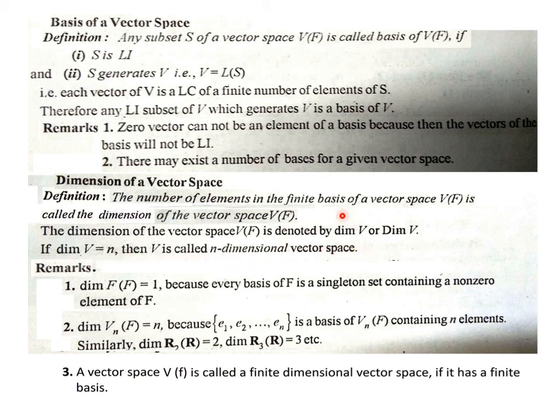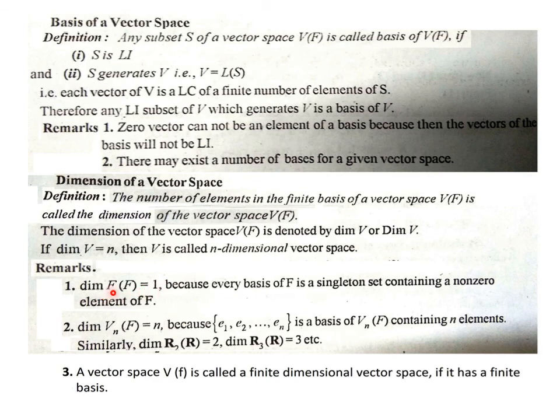If a finite basis is there, that is, a finite number of elements are there in the basis, then we also call the vector space a finite dimensional vector space. In fact, until nothing else is written, we must always consider a vector space as a finite dimensional vector space. Now several remarks are there. Dimension of F(F) is 1.